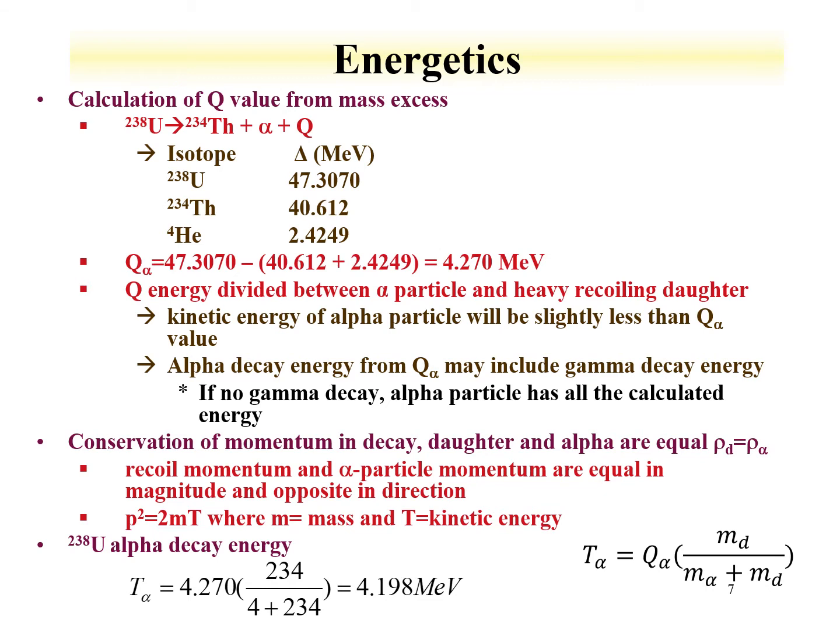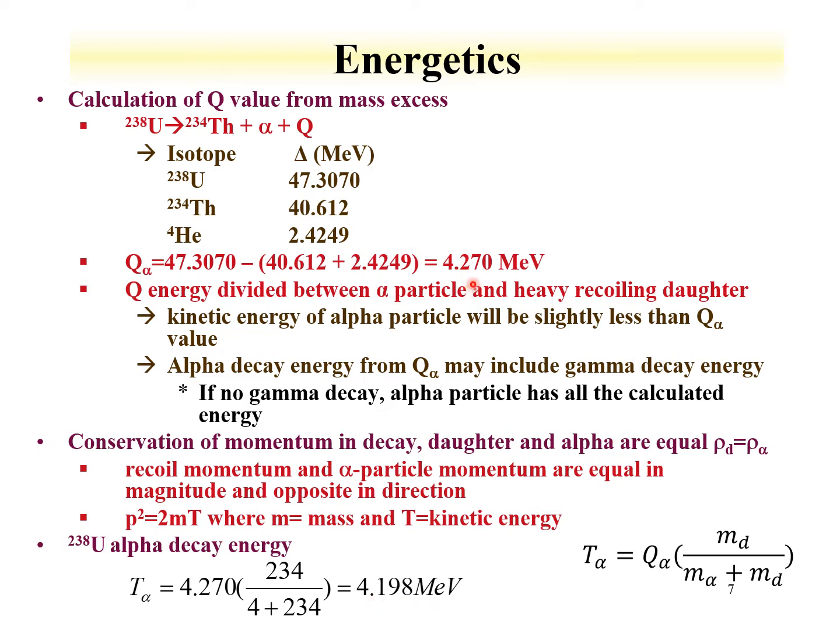We can use the calculations that we discussed to evaluate Q values for reactions. As an example, if we wanted to evaluate the Q value of the decay of uranium-238 to thorium-234 plus an alpha, we get the mass excesses of uranium-238, thorium-234, and an alpha particle, and arrange this equation. We can see that the Q value is 4.27 MeV. Then we can plug into our equation here and calculate from the Q value the alpha decay energy. We see that the Q value is 4.27 and our alpha decay energy is 4.198 MeV.